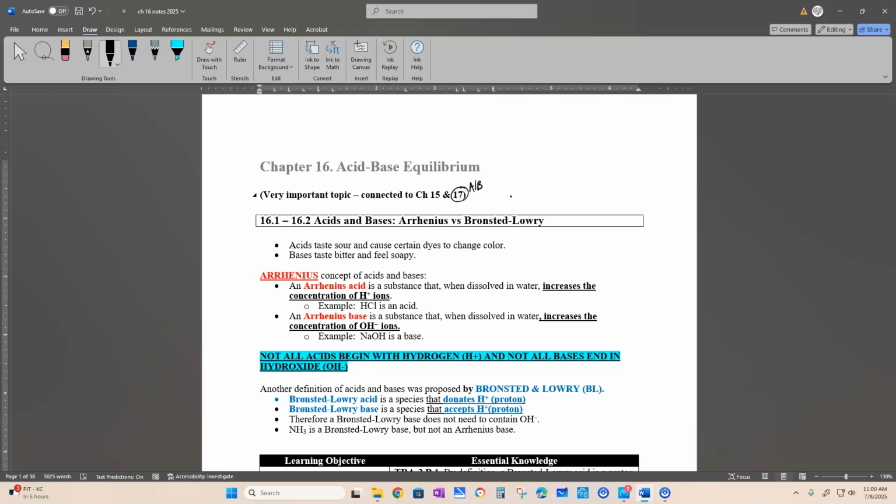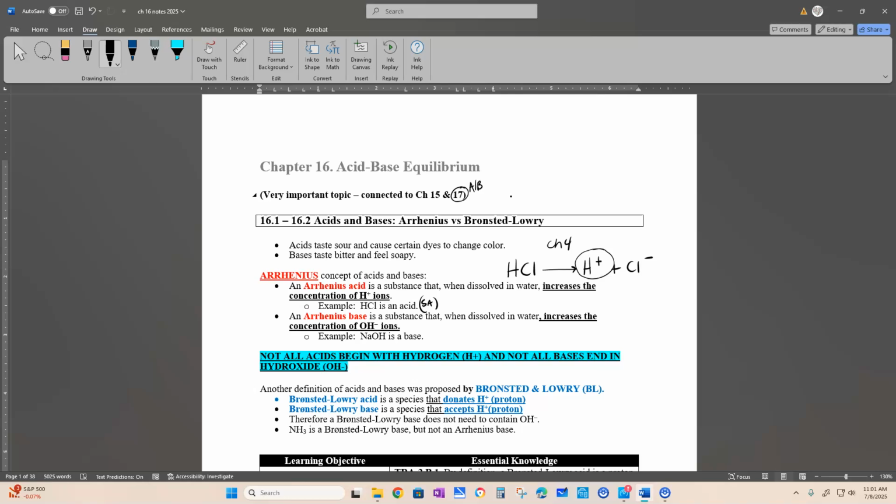So the first definition is Arrhenius. Arrhenius said that an acid is a substance that, when you dissolve it in water, increases hydrogen ions. When you take HCl and dissolve it in water, remember dissociation from chapter 4 or chapter 14, HCl is a strong acid, so it 100% dissociates. You can break it up into H+ ions and Cl- ions. So I am increasing my H+ concentration because I produced hydrogen.